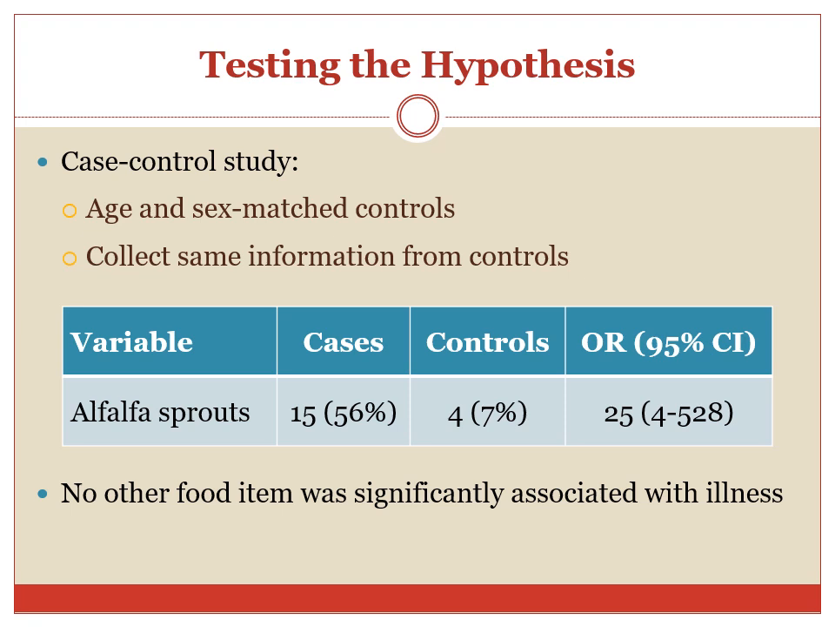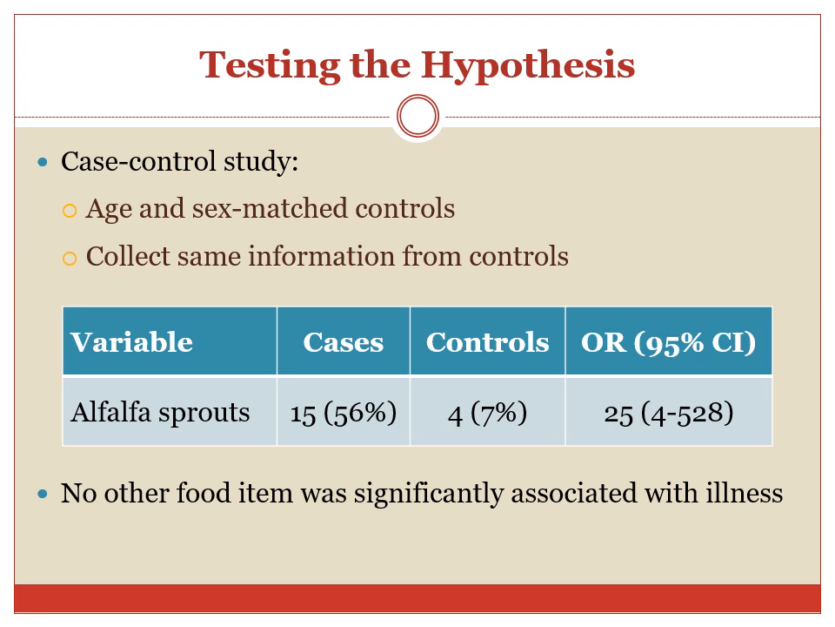So the cases are people who had the disease, and the controls are people who did not have the disease. And you collect the same information from the cases and the controls. So when they did that, they found that in the cases, 56% had consumed alfalfa sprouts, but only 7% of people who did not have the disease consumed the alfalfa sprouts, resulting in an odds ratio of 25, meaning that patients who consumed alfalfa sprouts were 25 times more likely to develop the illness. And no other food item was significantly associated with the illness.